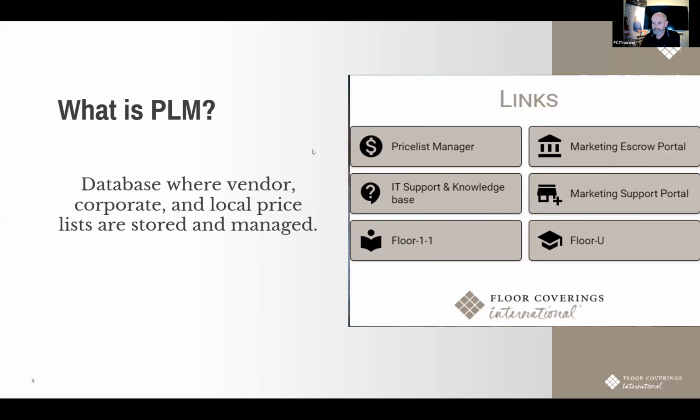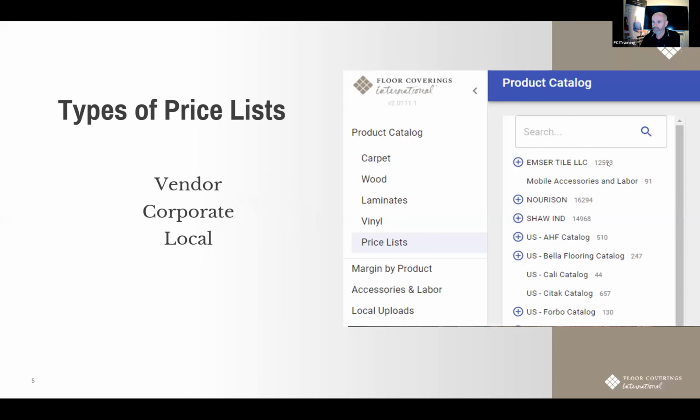When you click on that, you'll see something that looks like this. The product catalog shows up here, and then you've got margin by product and a bunch of other things. Here in a moment, I'm going to jump over to Salesforce and show you this in sort of a live demo. But for the moment, we'll just stay here. Types of price lists. So there's three basic types of price lists. There's a vendor price list, a corporate price list, and a local price list.